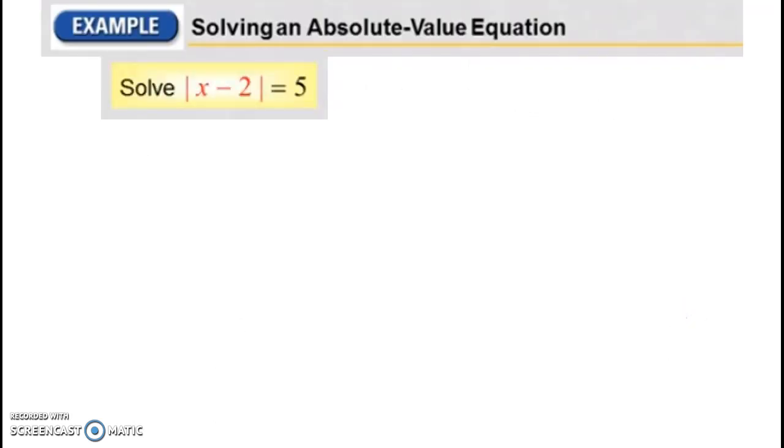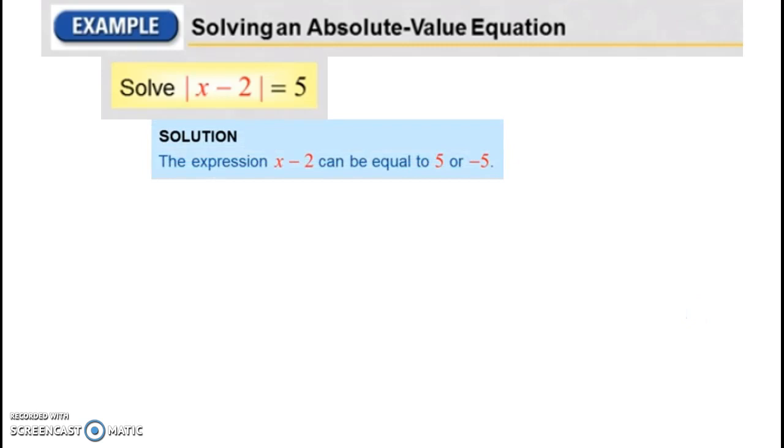So let's look at this first example. We are going to solve the absolute value of x minus 2 equals 5. The first thing we want to notice is that the absolute value needs to be isolated, and in this particular example it is. So the next thing we're going to do is take what's inside the absolute value bars and set it equal to positive and negative of what it is equal to.